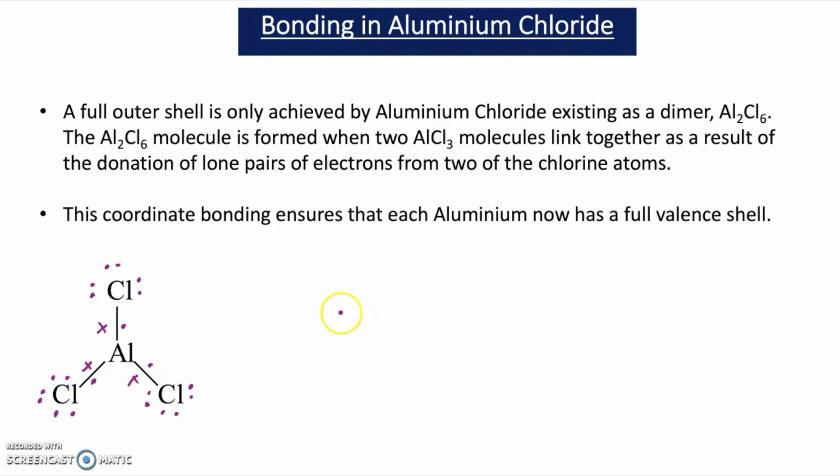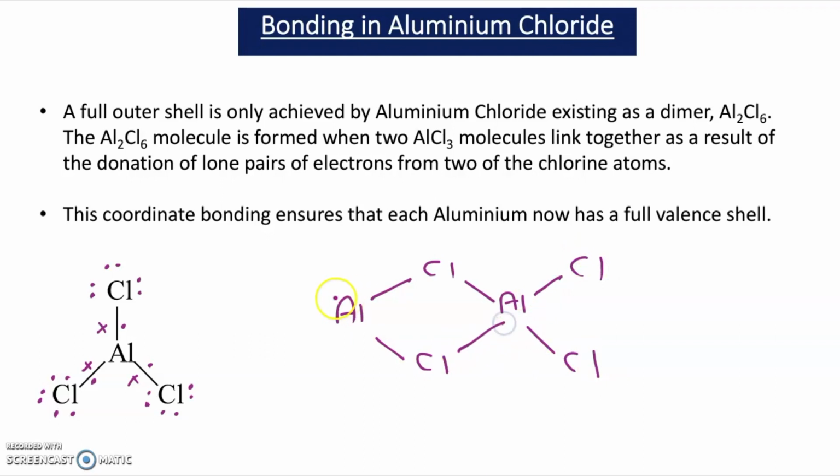Now, if I draw the dimer Al2Cl6, you will see that both aluminiums here achieve the stable octet. They achieve full outer shells. This is done by the 2 bridging chlorines between the 2 aluminiums forming dative bonds, coordinate bonds, to the aluminium. So I'm going to put in dots and crosses to represent aluminium's and chlorine's electrons.